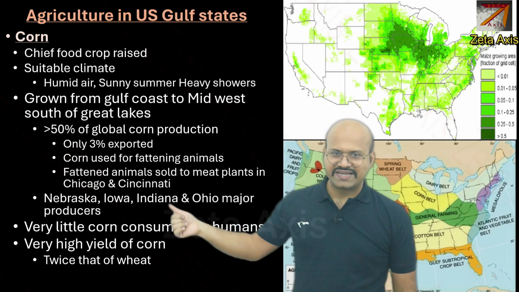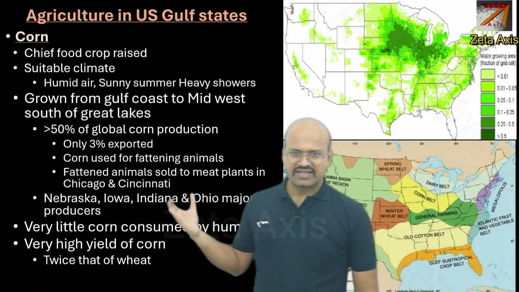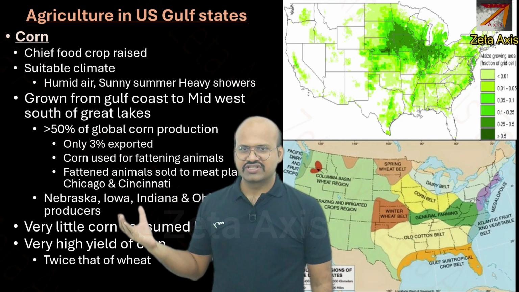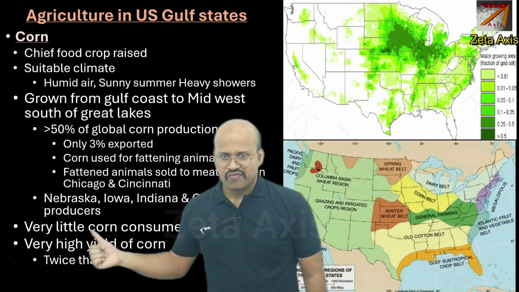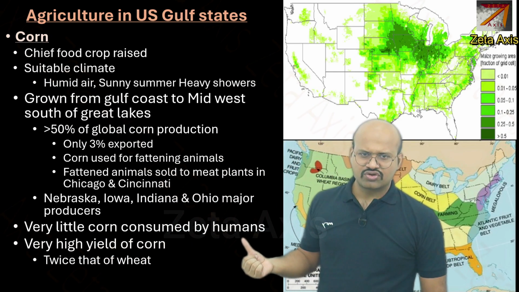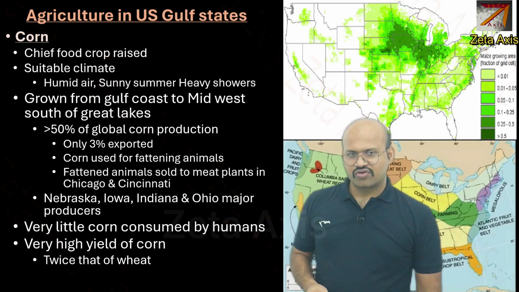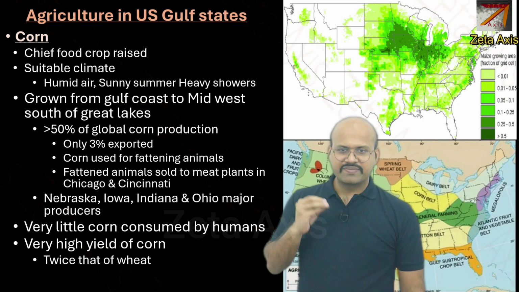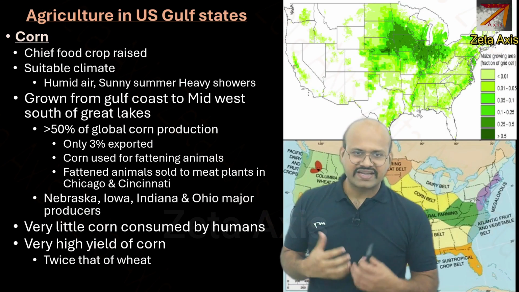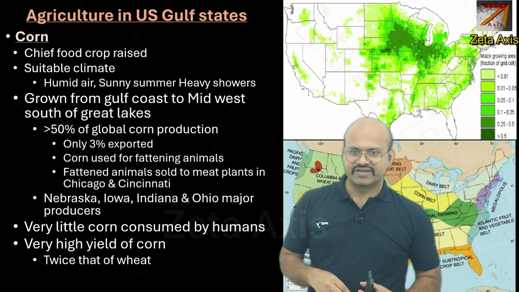Nebraska, Iowa, Indiana and Ohio are the major corn producing states of the US. Very little corn is consumed by humans. So humans do not consume corn over here. It is mainly for animal fodder and generally for fattening of animals used in the meat industry.